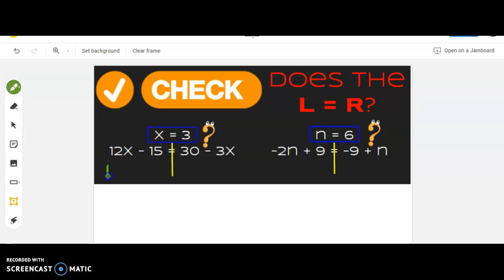So if I say 12, instead of the x, I'm going to put a 3 in parentheses because remember, parentheses means to multiply. Minus 15. I'm going to do one side at a time. I'm going to go plug this into Desmos exactly how I see that, and I'm going to get a number. Then I'm going to check to see if it's equal to the right-hand side.